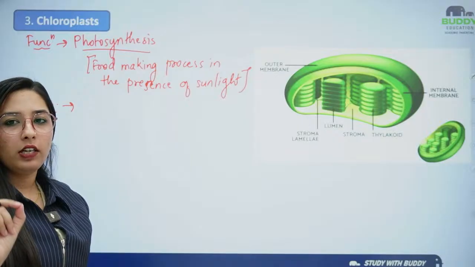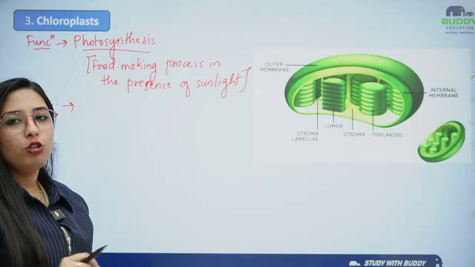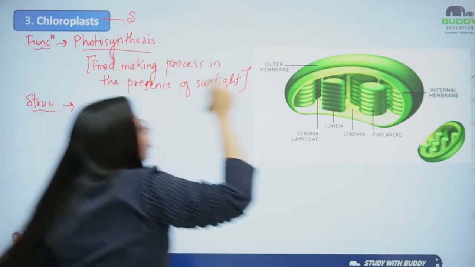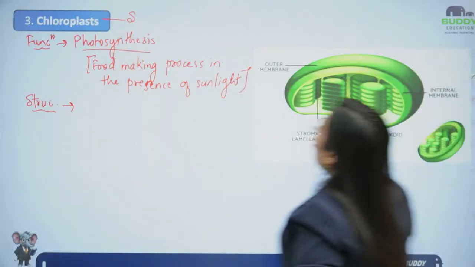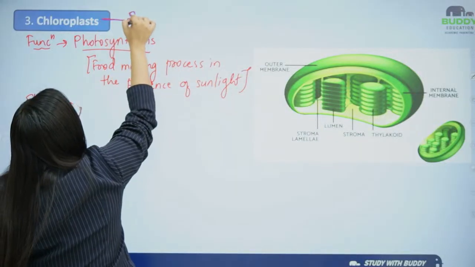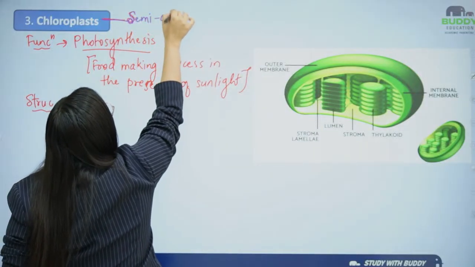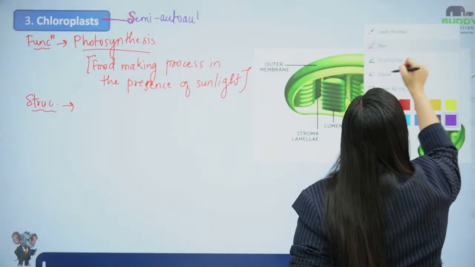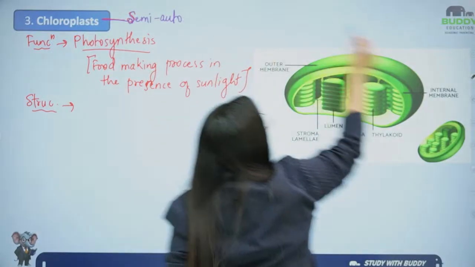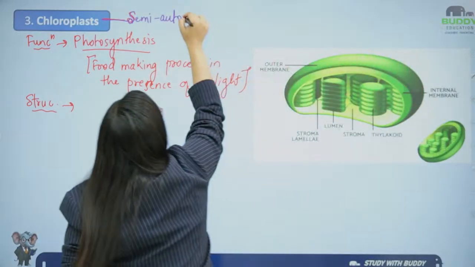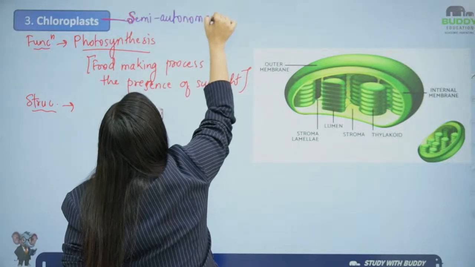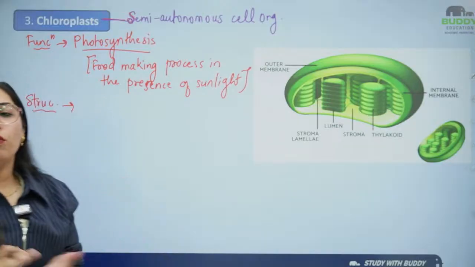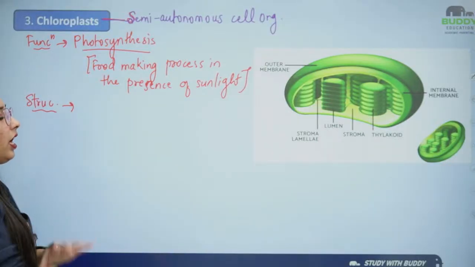Chloroplast is a cell organelle which is a part of the cell, but it also has its own functions. That's why this chloroplast is known as semi-autonomous cell organelle. Semi-autonomous. Okay, I am writing auto again. It's okay, we'll just erase it and then write again. Semi-autonomous cell organelle.